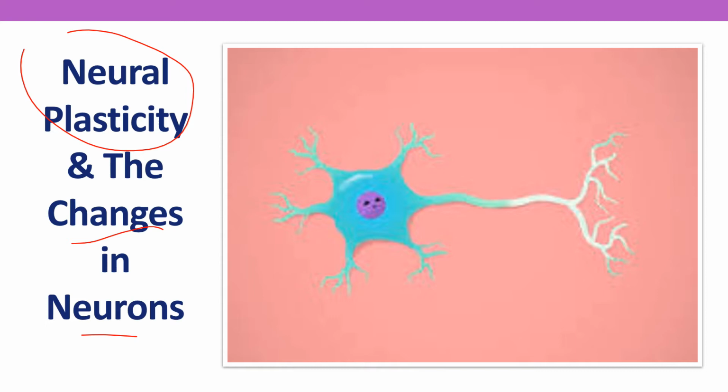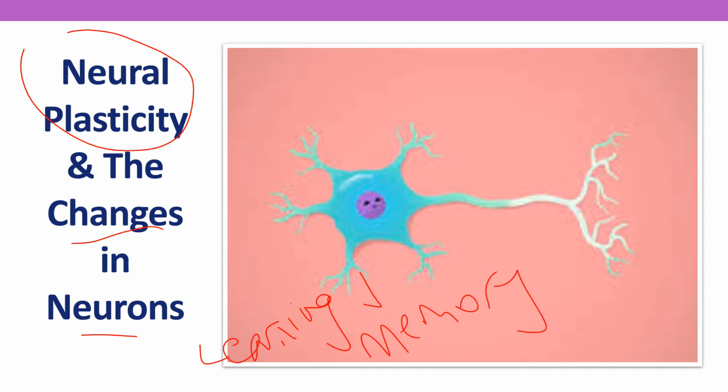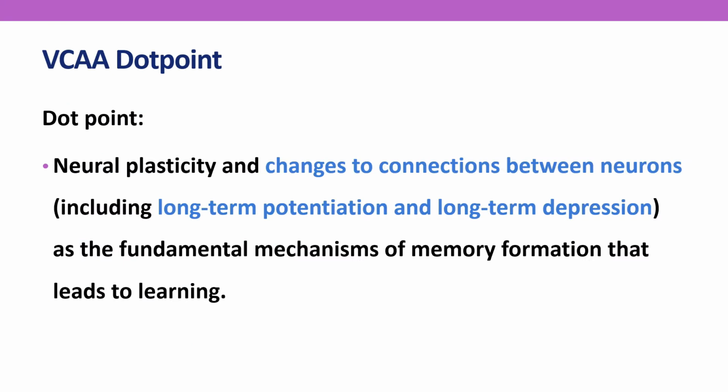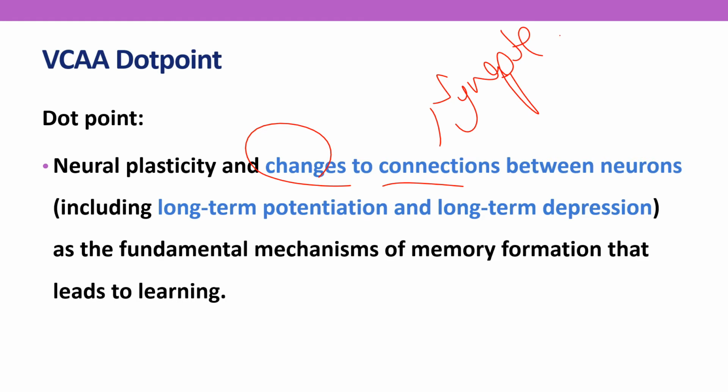And so essentially what we're looking at is the biological basis of memory formation. Now, this is a little bridge, I suppose, or a link between learning and memory. So how do we learn something and then transform it into memory? So this is our dot point: neuroplasticity and changes to the connections. So we're talking about the synapse between the neurons, including long-term potentiation and long-term depression.